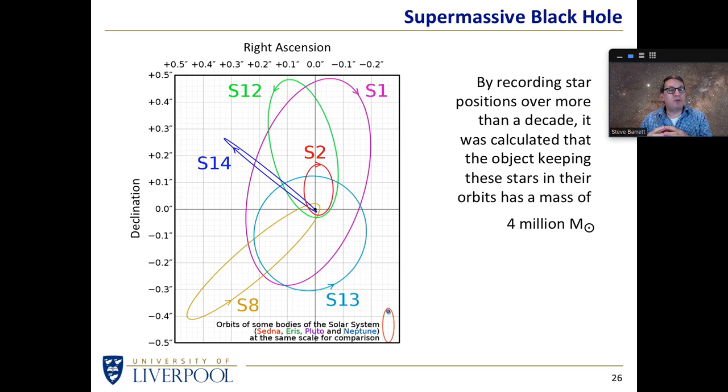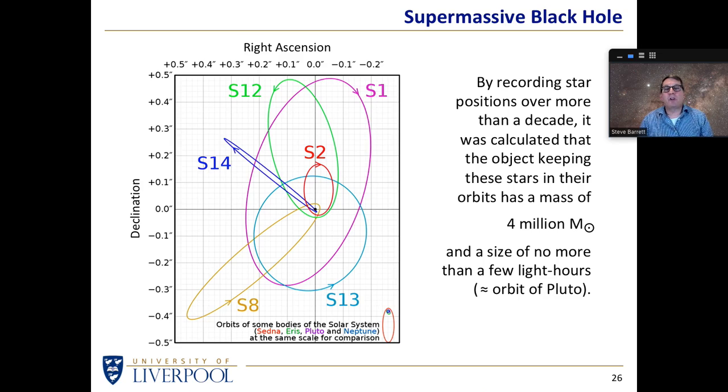The symbol I've used in the bottom right there, M circle dot, is simply shorthand for the mass of our Sun. There's nothing particularly special about the mass of our Sun, it's just a more convenient unit than talking about kilograms. So not only is it very massive, it also must be quite small. None of these stars have collided with this object, so the object must be smaller than any of those orbits, and we deduce that the object itself can be no larger than our solar system. And yet it has a mass of 4 million times the mass of our Sun.